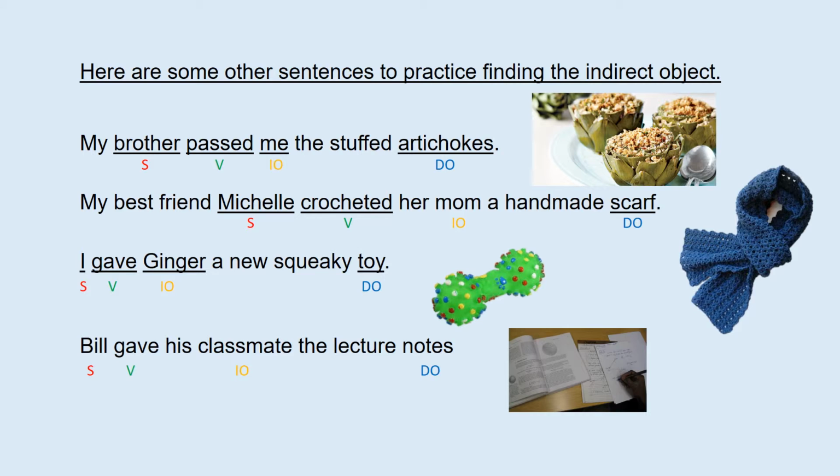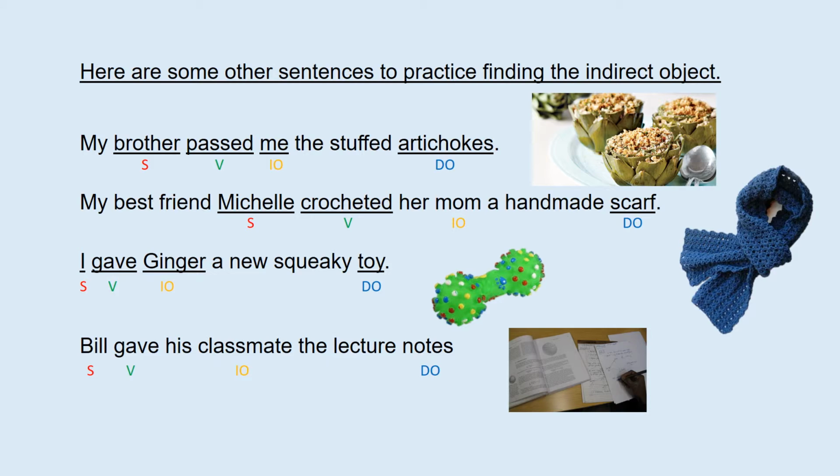Well, there's another noun that's stuck in between the action verb and the direct object. That could be the recipient of the scarf. We can ask ourselves, for whom or for what the scarf was crocheted. Well, it was crocheted for her mom. Mom is the noun that becomes the indirect object of the verb crocheted. My best friend Michelle, the subject, crocheted, the verb, a scarf, the direct object, for her mom, the indirect object.